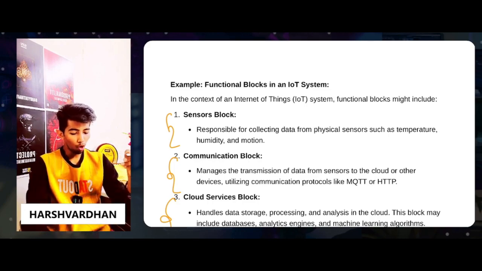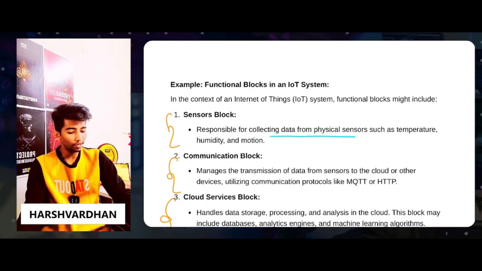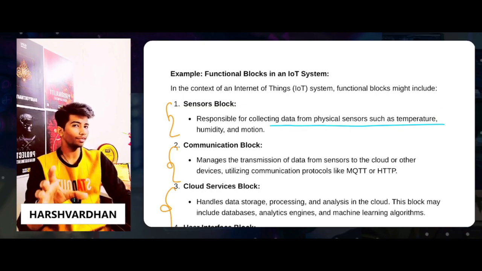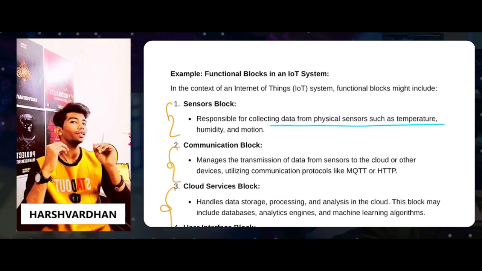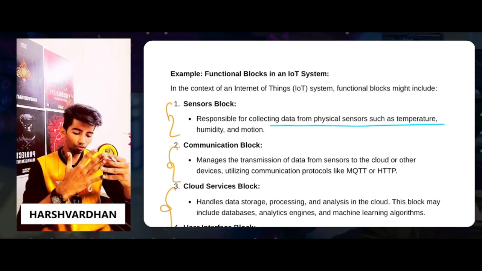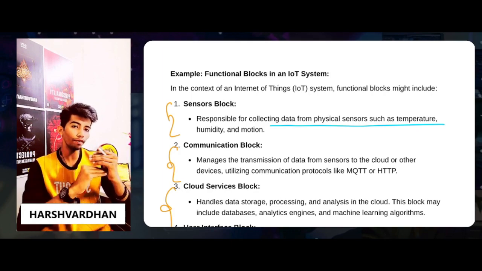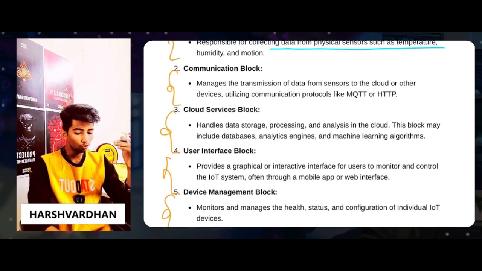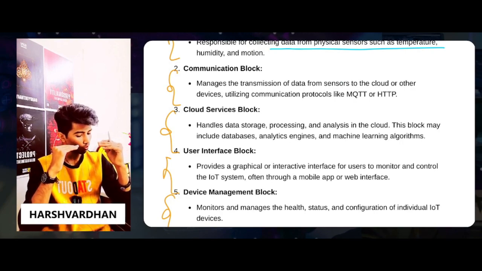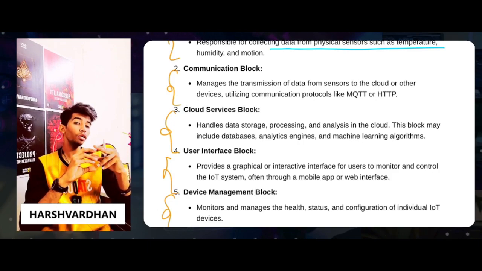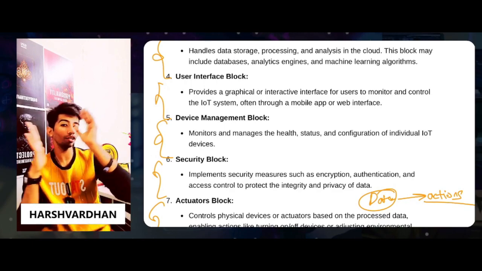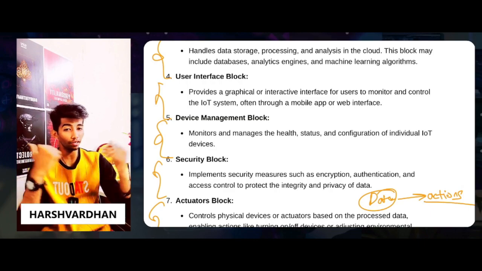The first block is the sensor block, which is responsible for collecting data from the sensors, from our physical environment. Then through the communication block, that data travels across the network. In the cloud services block, the data gets stored in the cloud. Then the user interface block is used to monitor and control the data. The device management block manages the devices. And the security block creates a security layer over the complete network so that nobody can enter into it.